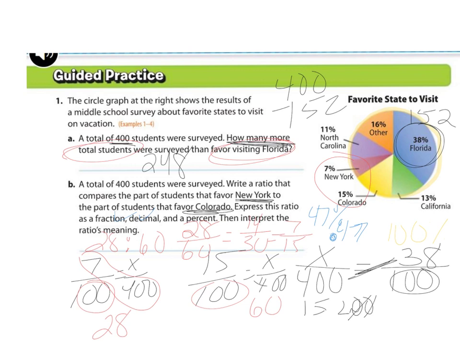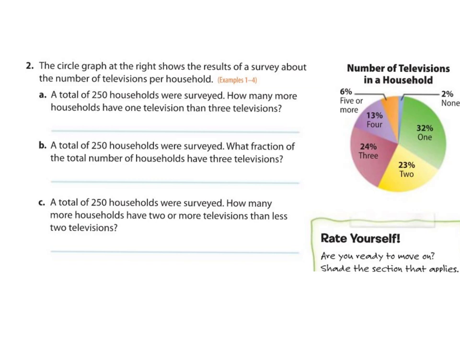All right, let's go to the next one. On this particular graph, we see we have the number of televisions in the household. And once again, keeping in mind that the whole circle is going to be 100%, we see percentages on the side. The first problem we look at says that we have a total of 250 households. So that 100 will equal 250. And we want to know how many more households have 1 television than 3 televisions.